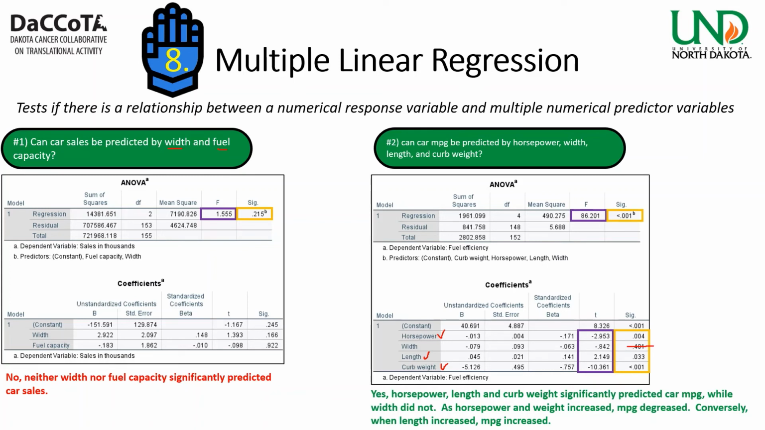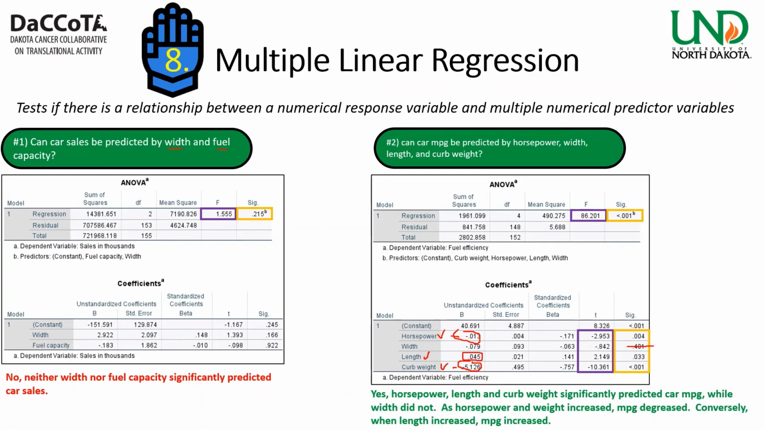So as horsepower and weight increased, you see that these are negative betas, which means that as those go up, MPG goes down. Conversely, when length increased, MPG increased because this was positive. So that's how you read that. You don't normally plot multiple linear regression because there's too many variables, so you look at the beta values. It looks like SPSS has both unstandardized and standardized coefficient beta values. I guess you can use either one depending on what you want.